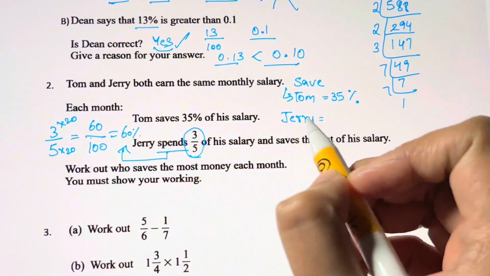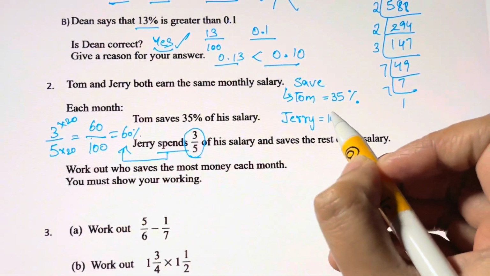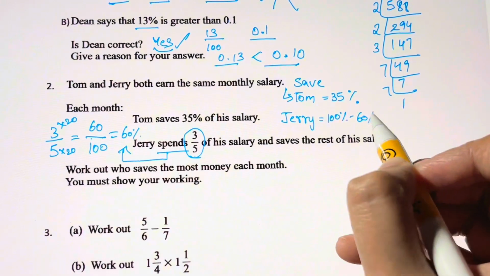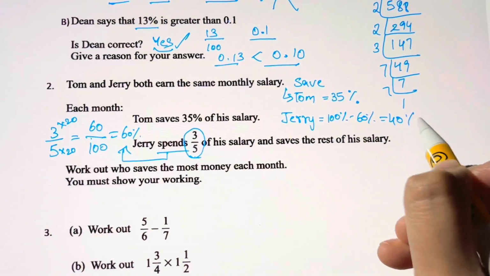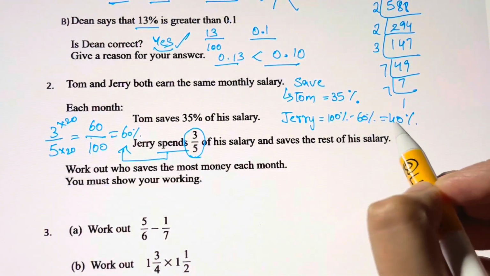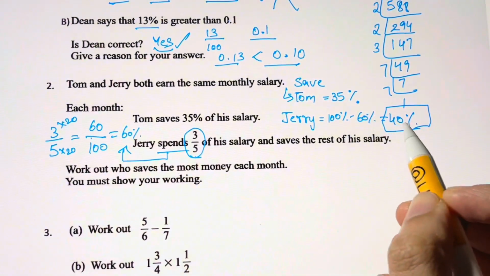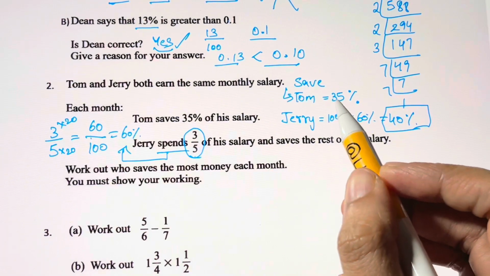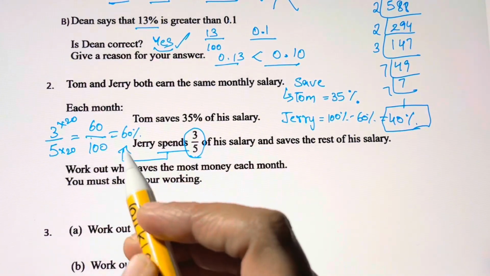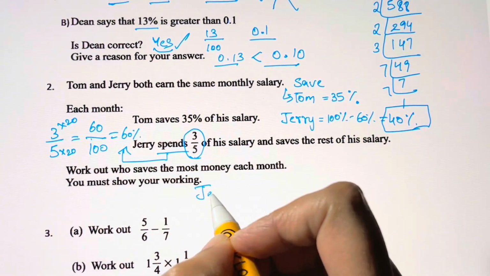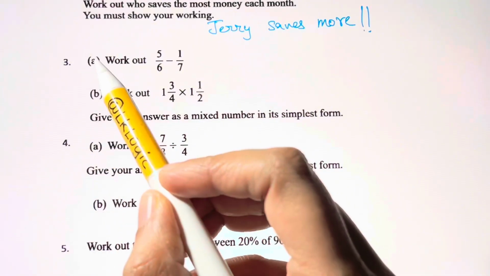How much is left out of 100%? 100% minus 60%, that's 40%. So he is saving 40% of his salary. So 40% is more than 35%. Therefore, Jerry saves more. Question number 3 a bit.